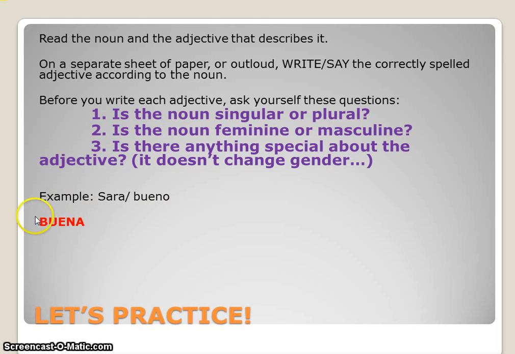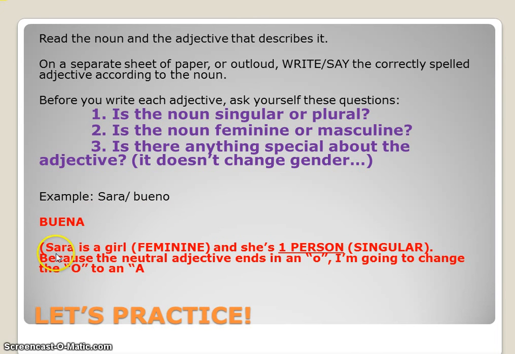This is what you should have. Okay? Here's my reason. Remember, because number one, Sarah's a girl. Obviously, this is a girl name. That makes her feminine. Okay? That's where I'm getting the A from. The base adjective, the neutral adjective ends in an O, so I change the O to an A. There are no S's at the end because this is just one person.